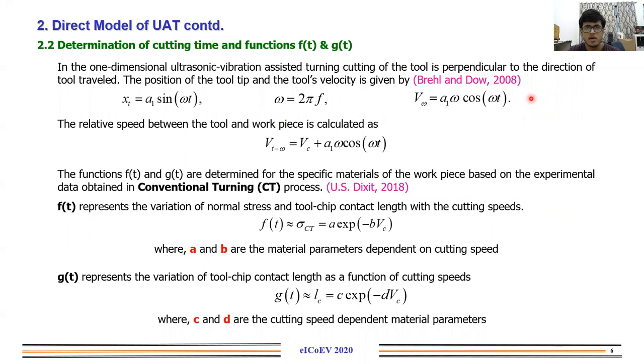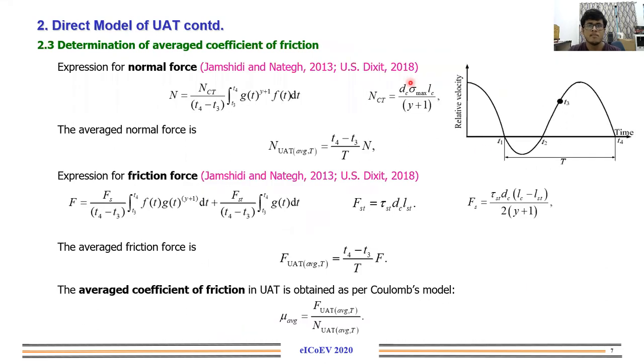Same is the case with these equations. These are the equations for a simple harmonic motion in which we have assumed the tool to follow a simple harmonic path. Similarly, we have taken the help of another paper by U.S. Dixit in 2018, and we have taken these two other equations which represent the normal stress and the tool chip contact length. We'll be using these equations for our inverse model. Please note that these red parameters A, B, C, and D are also the material dependent parameters which we'll be calculating in our paper.